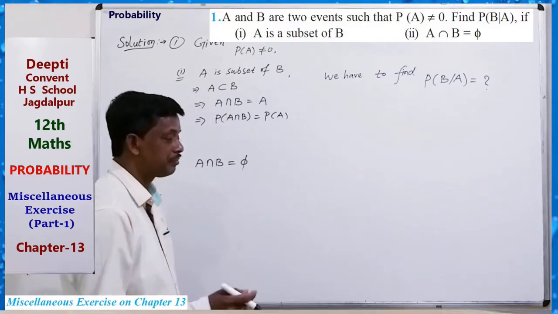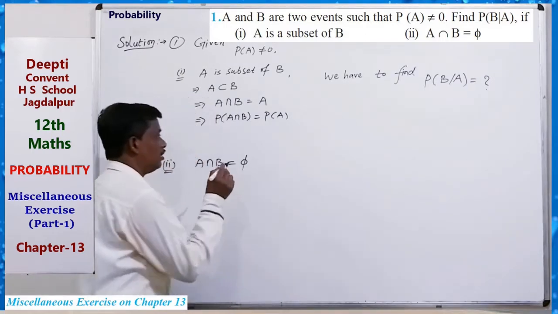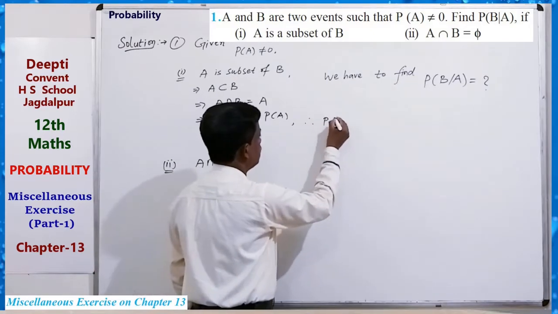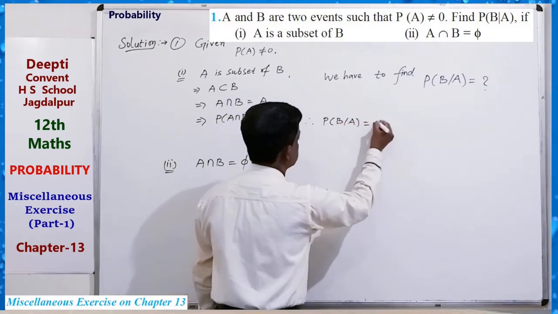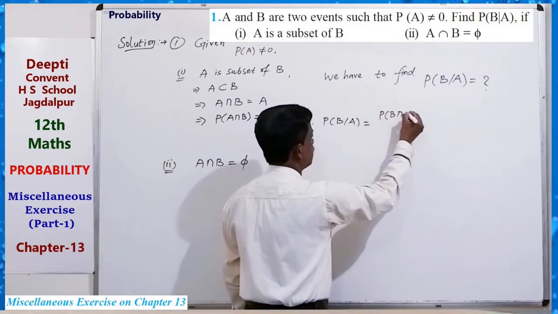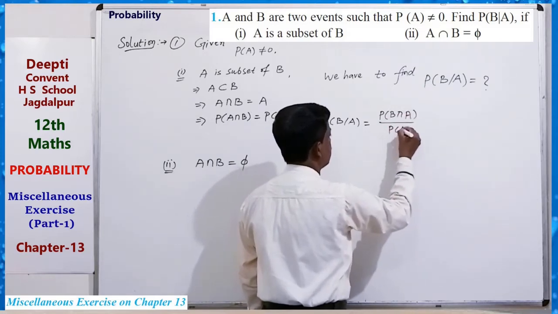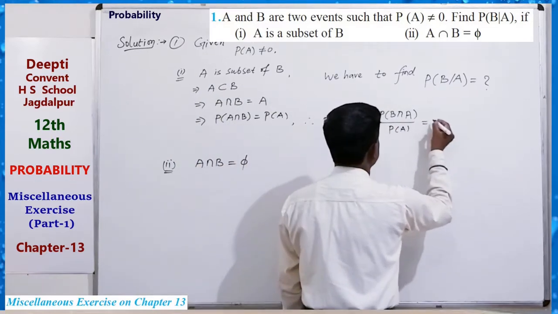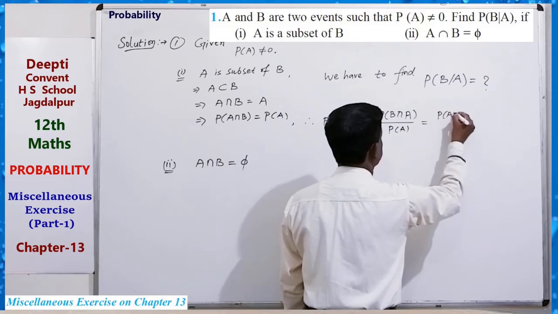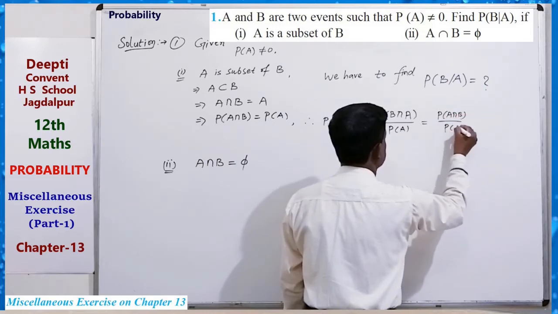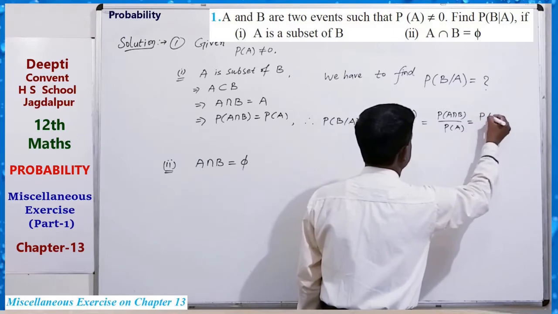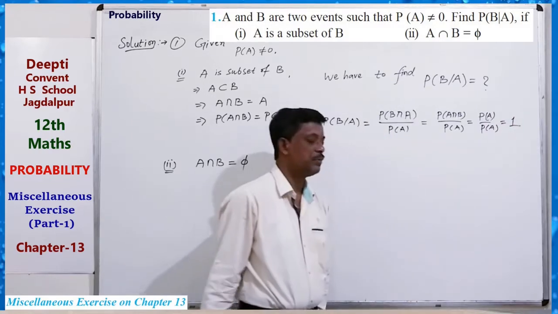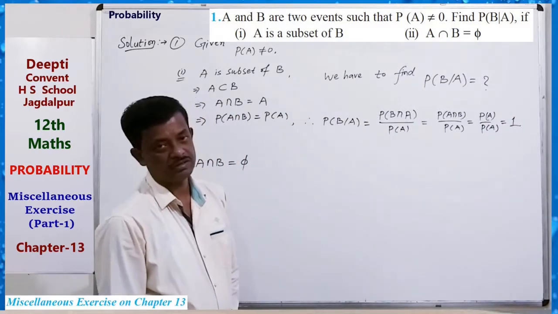Here we have to find P(B|A). Therefore, P(B|A) equals P(B intersection A) upon P(A), by using the conditional probability formula. Here A intersection B and B intersection A are the same thing. So this equals P(A) upon P(A), which is equal to 1. So the probability is 1 in the first case.